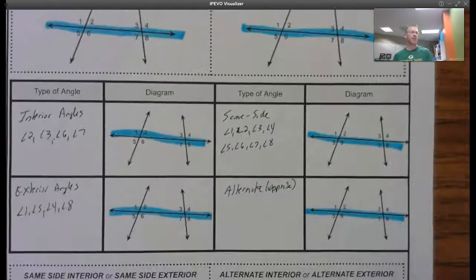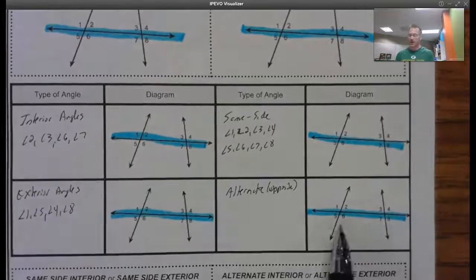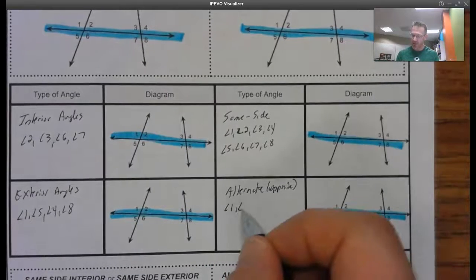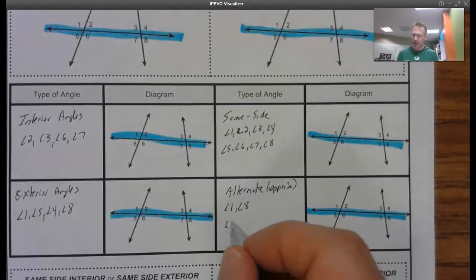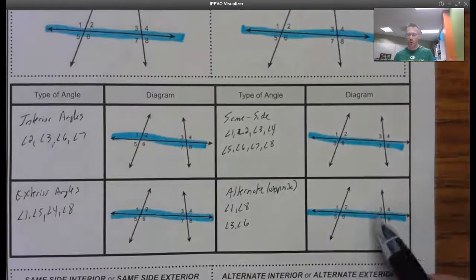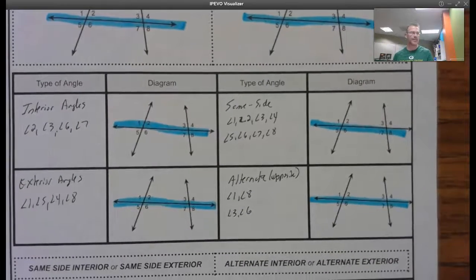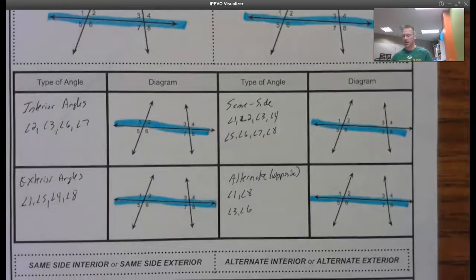Now, when we talk about alternate, we typically talk about one versus the other. So we don't necessarily list four, but I would say angle 1 and angle 8 are alternate, because they're on alternate sides. Angle 3 and angle 6, those are on alternate sides. They're on opposite sides of the transversal. Now if we take these two ideas and put them together, we're going to create our first set of angle pairs that are formed when a transversal intersects two lines.